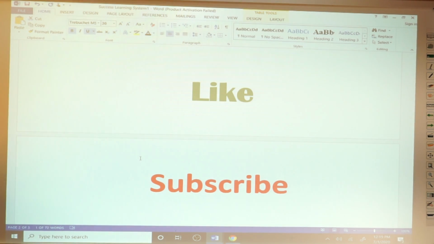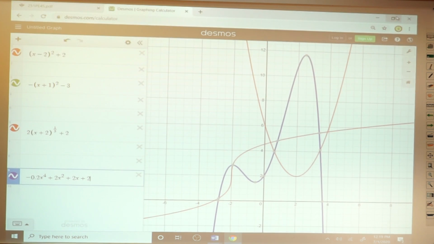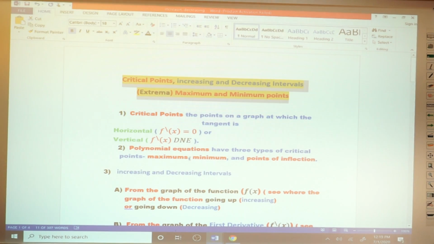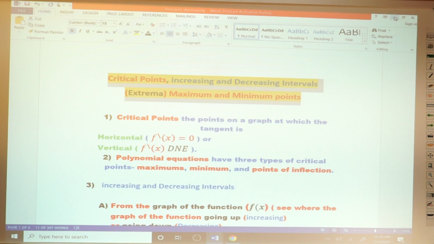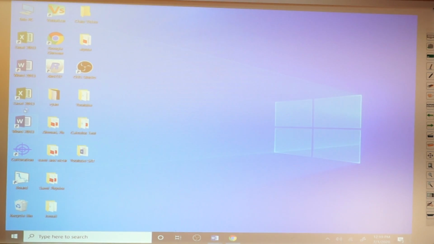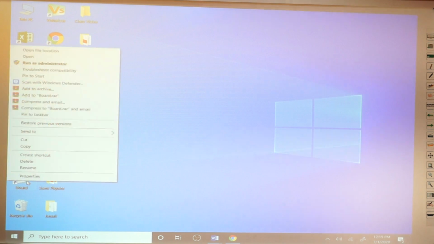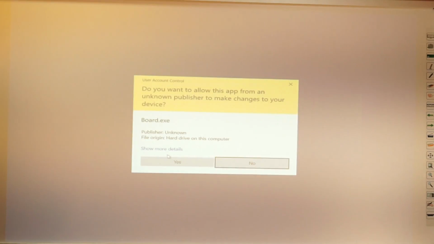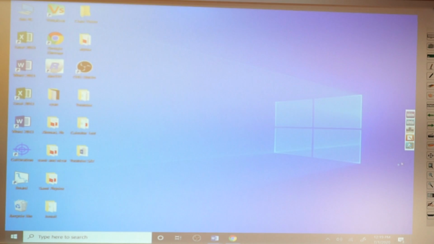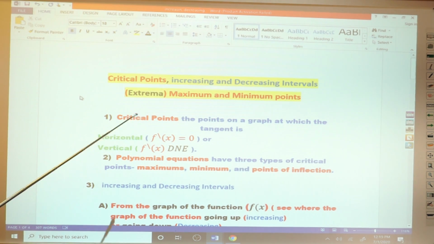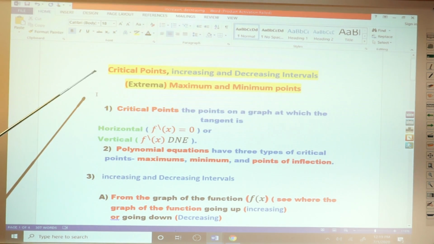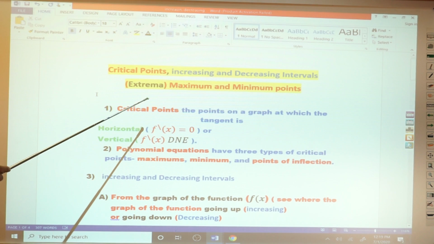Okay, before I start, I'm gonna open my boards to be ready for you guys. This is our class. And let me open the other board, which is gonna help me explain the concept. First, what we need to discuss for the first derivative is how to find the critical points, increasing and decreasing intervals, extrema, maximum, and minimum.